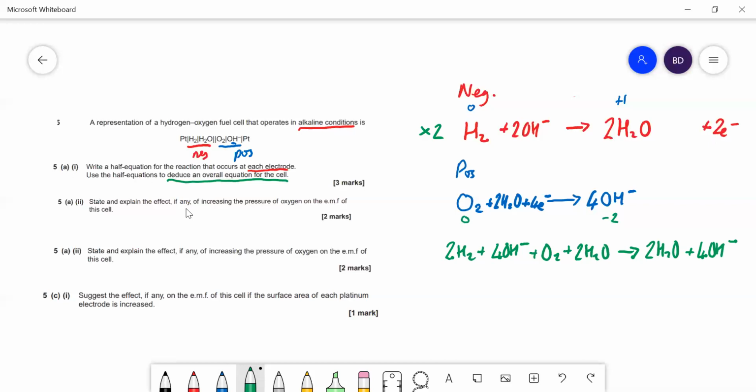Let's cancel out anything that appears on both sides of the equation. Well, we can get rid of the OH- there. Oh, I forgot to multiply that by 2. That should be a 4. 4 waters there, sorry, 4 H2O. So I can get rid of 4 OH- there. I can get rid of these 2 waters, and that means we've got to turn that 4 into a 2. So overall, the equation is the very familiar 2H2 plus O2 goes to 2H2O. So we're just oxidizing the hydrogen to form water.